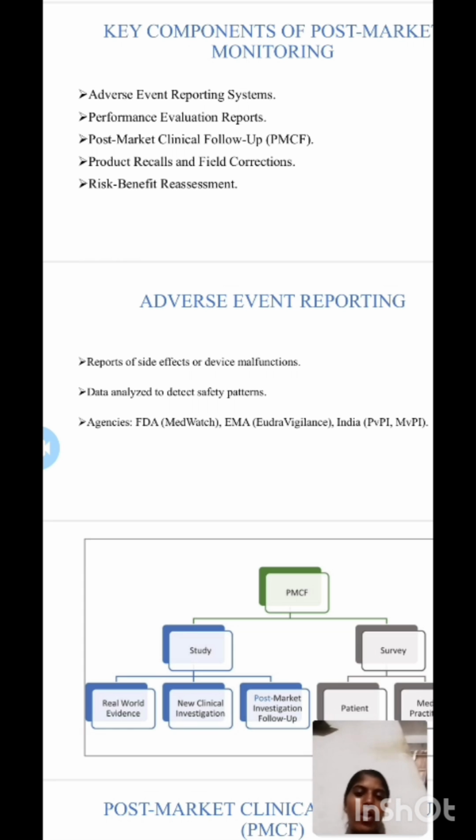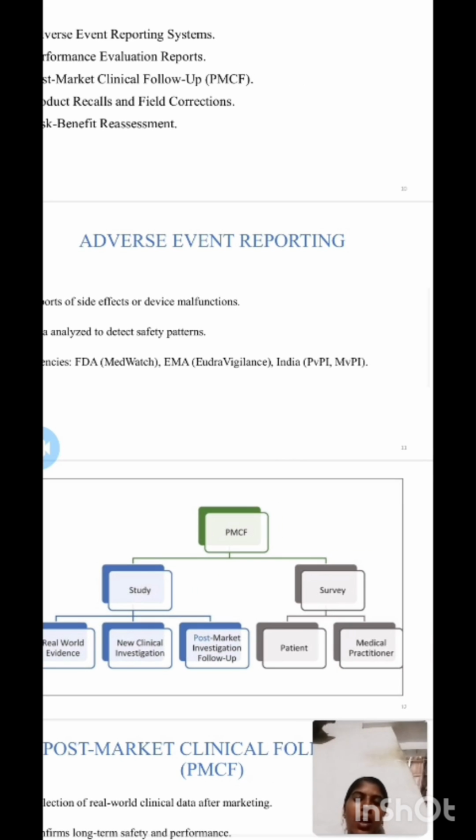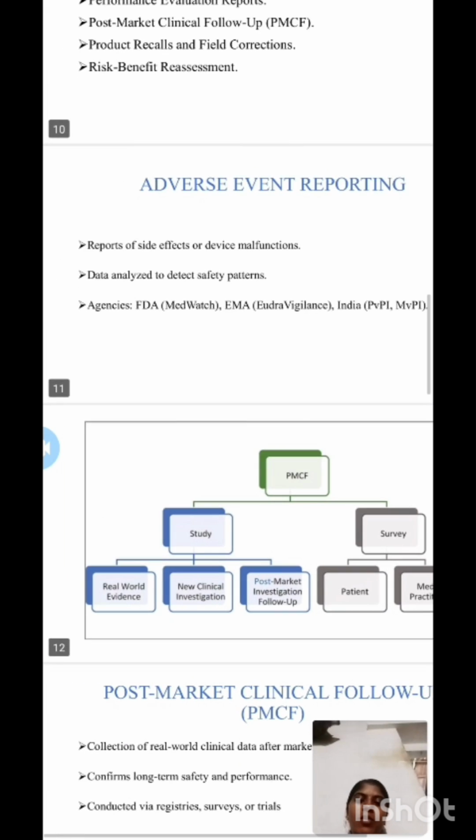In a healthcare product, we can develop many types of products. Not every product works very well. Some products have malfunctions and need troubleshooting. So the types of reporting involve collecting adverse event reports and analyzing the data to detect safety patterns. The agencies are the FDA, MedWatch, EMA, and in India, a private limited and an EMVPE.